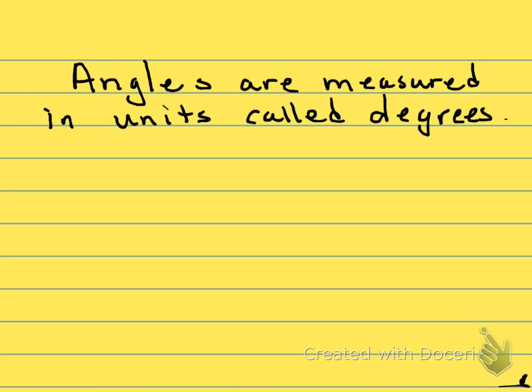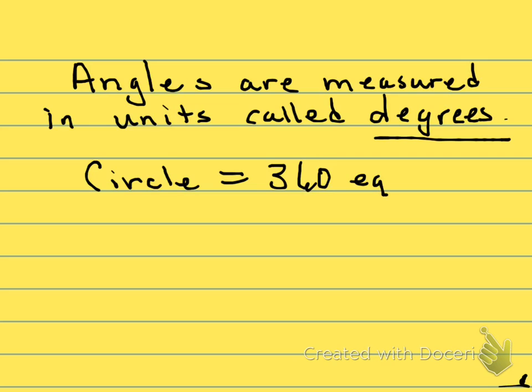All right, boys and girls, so what we want to think about is angles are measured in units of measurement called degrees. And when we think of a circle, I want you to think of a circle being able to be divided into 360 equal parts. Those 360 equal parts in one full turn around the edge of the circle equals 360 degrees.